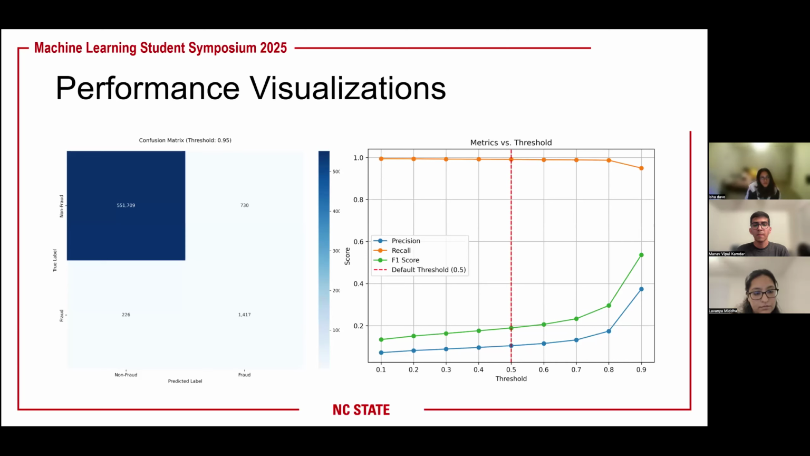This is our performance visualizations where you can see the confusion matrix and a metrics versus threshold graph, where while our default threshold is 0.5, we went with a threshold of 0.9 for better balance.